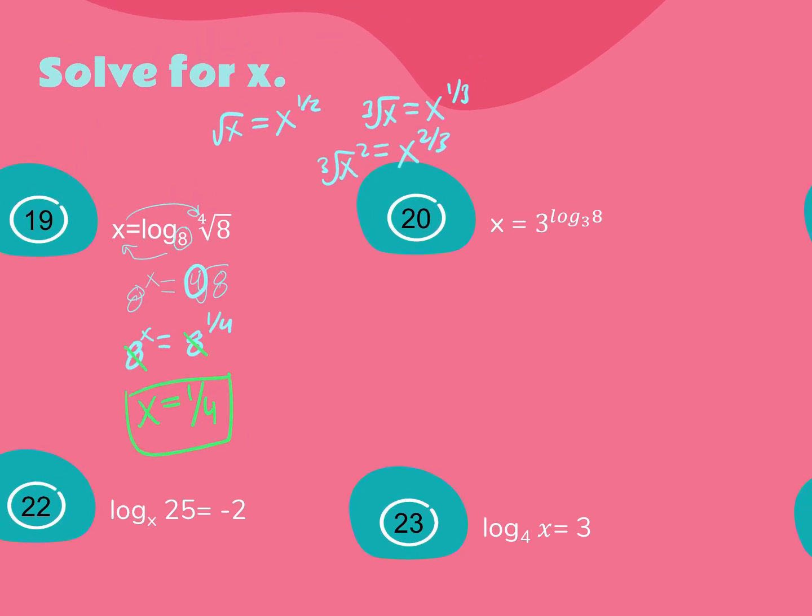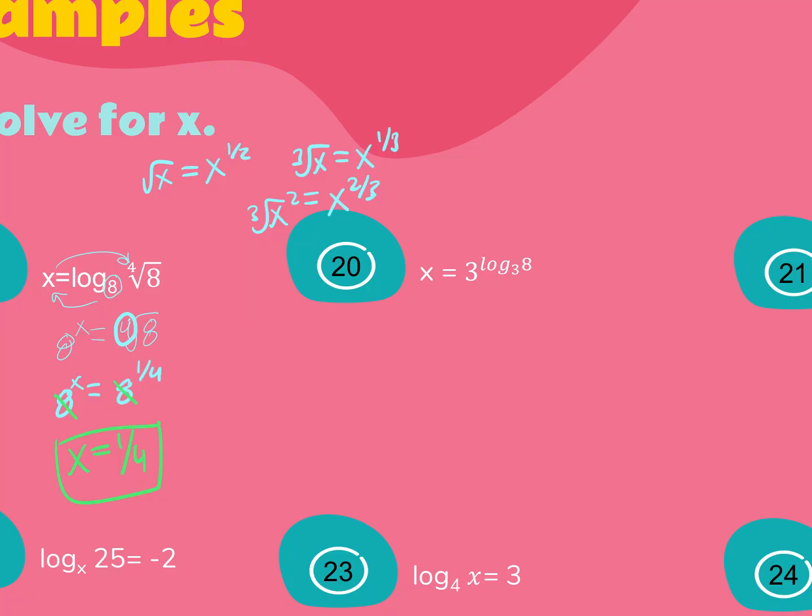We can try the same idea of converting in number 20. All right, this one looks a little bit different because it's actually not a logarithmic equation, right? It might look like it because you see a log, but this actually is an exponential equation because I have a base right here of 3, and then this whole thing is in the exponent, right? So let's convert it to a logarithmic equation.